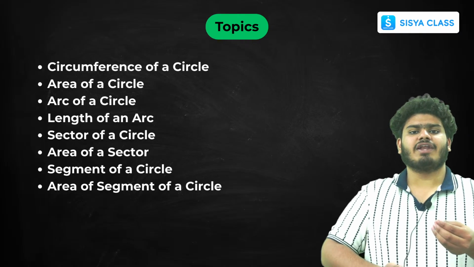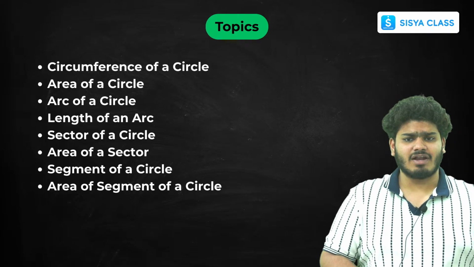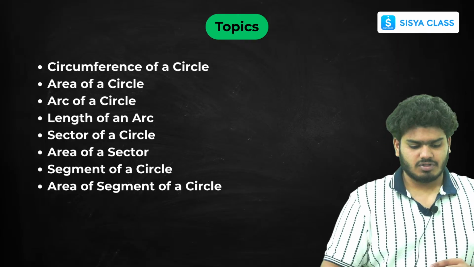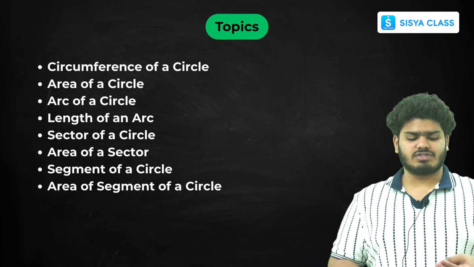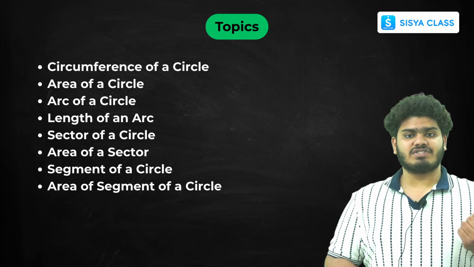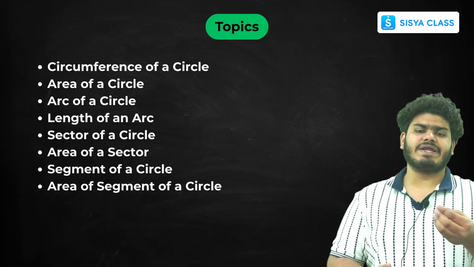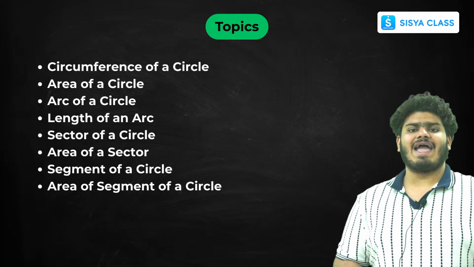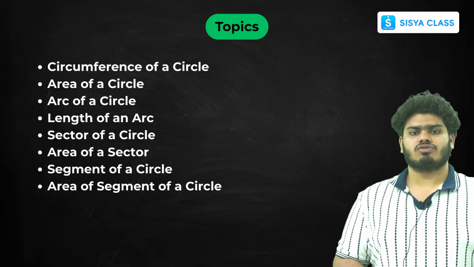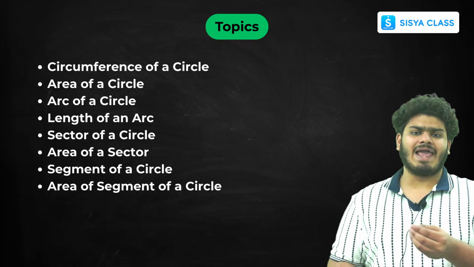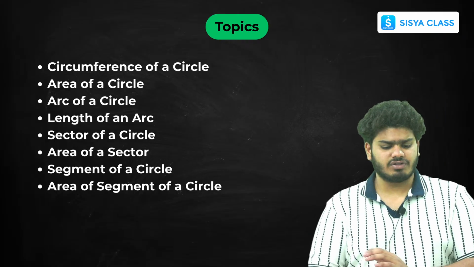If there is any doubt, definitely ask in the chat. These are the topics we are going to discuss. We already know what the circumference and the area are. In yesterday's session, we completely discussed circles, what tangents are, how they are drawn, their properties with respect to a circle, and a few theorems on tangents also. So let us go into these concepts now.